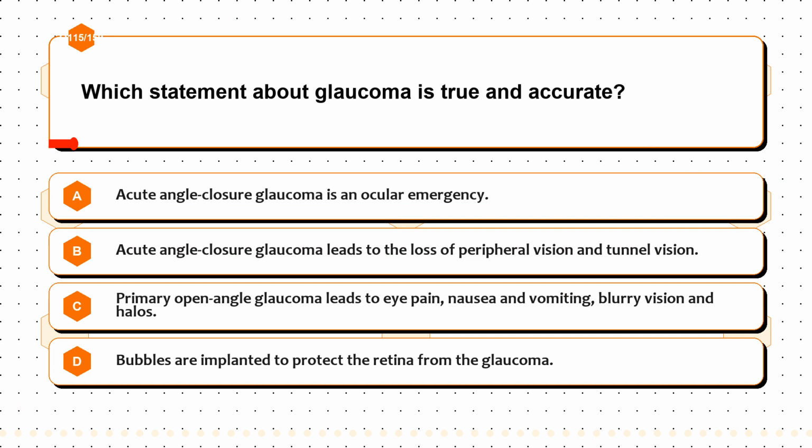Question 115. Which statement about glaucoma is true and accurate? Here are the options. Option A. Acute angle closure glaucoma is an ocular emergency. Option B. Acute angle closure glaucoma leads to the loss of peripheral vision and tunnel vision. Option C. Primary open-angle glaucoma leads to eye pain, nausea and vomiting, blurry vision, and halos. Option D. Bubbles are implanted to protect the retina from the glaucoma.